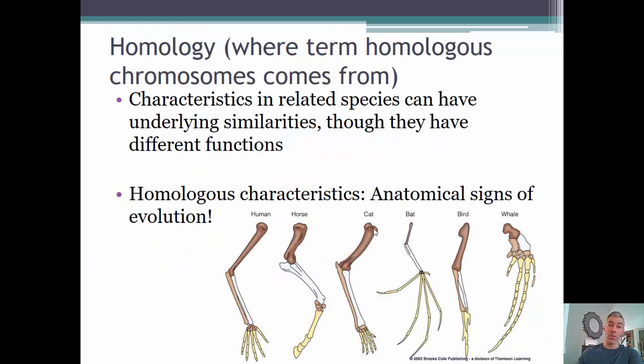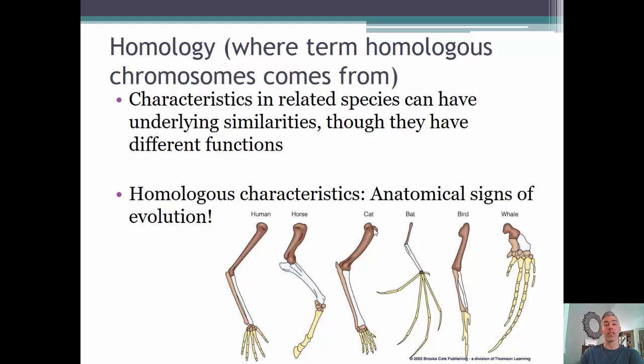Another really strong piece of evidence, and you want to know this term, is homology. And this is where the term homologous chromosomes comes from. Homologous doesn't mean that they actually have the same genes on them. That's not what homologous means. It means that they're evolutionarily related. So homologous structures are evolutionarily related structures, and a lot of times those structures don't necessarily have the same function in the other organisms.